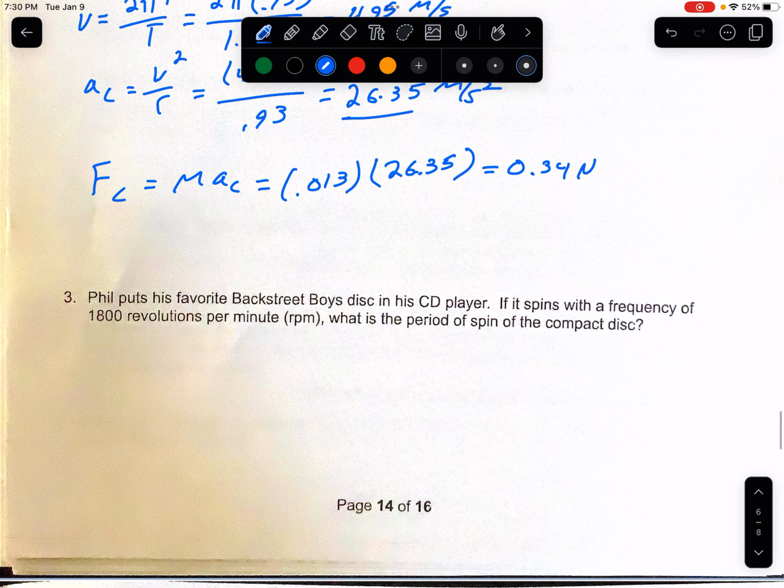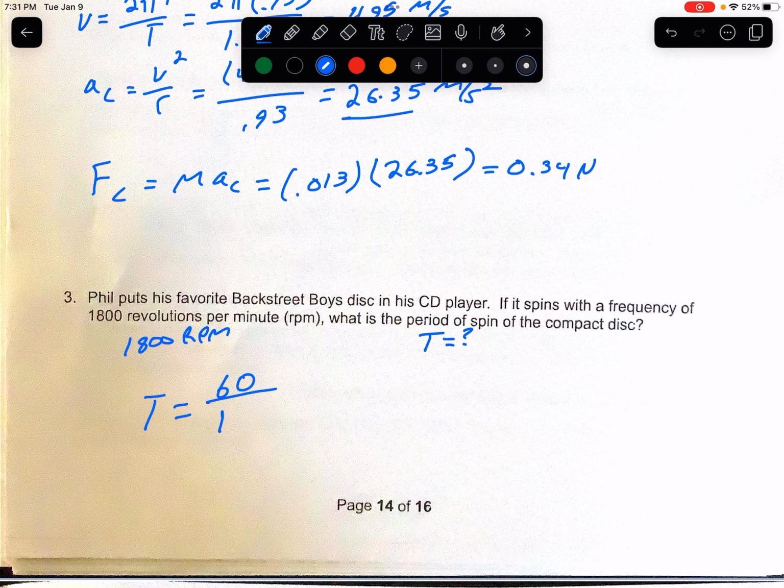Number 3, Phil puts his favorite Backstreet Boys disc in the CD player. It spins with a frequency of 1,800 revolutions per minute. So I just gave you 1,800 RPMs. What is the period of the spin of the disc? That means I'm looking for big T. I want to know how long it takes for just one spin. So you can do T equals 60 seconds divided by the RPMs, which would be 1,800. 60 divided by 1,800 is going to give you a time of 0.033 seconds, and that is all you had to do.